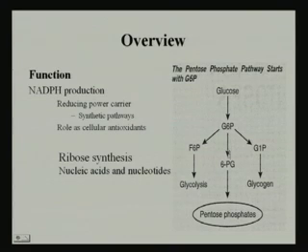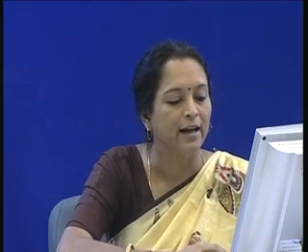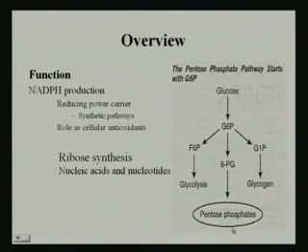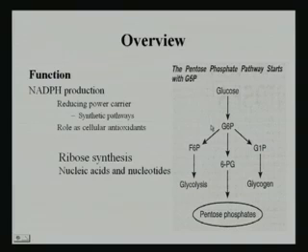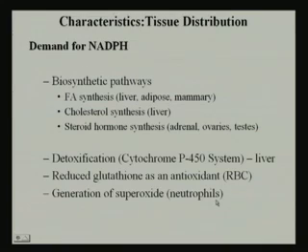Glucose 6-phosphate, when it enters and produces the product 6-phosphogluconate, it enters this pentose phosphate pathway. And today we'll learn this particular pathway, where glucose 6-phosphate is producing the pentose sugar.